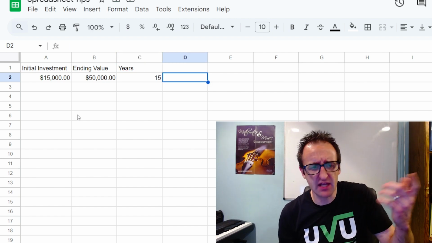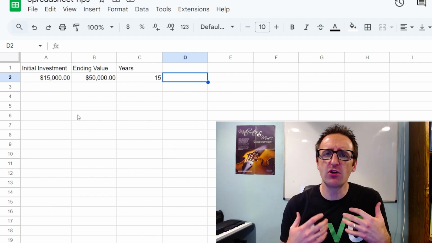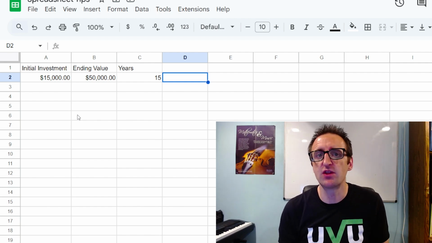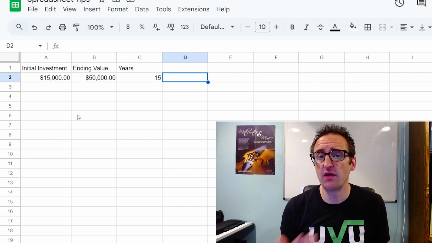Now this might have been like a stock that goes up or down. In order to understand how good of an investment this is, we'll pretend that it was a bank account with an interest rate. And what we want to find is what that interest rate would be.